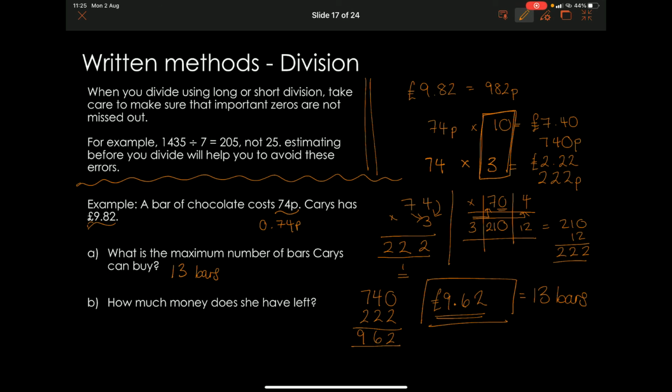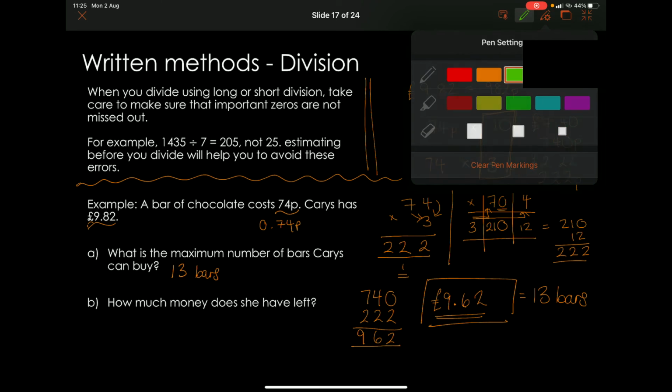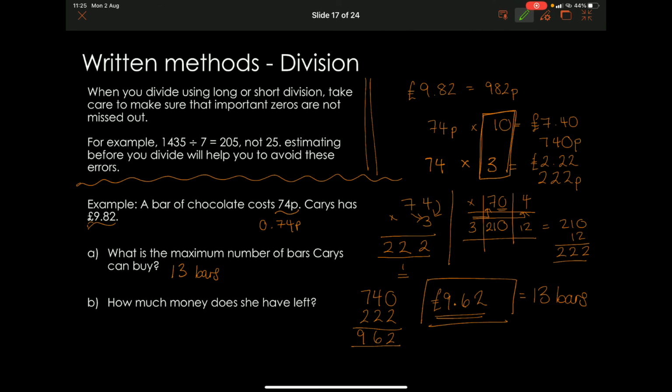Now it's up to you whether you just want to quickly work that out in your head, or if you wanted to, if I just change my colour so that you can see this, you could do £9.82 take away £9.62, okay? 2 take away 2 is 0. 8 take away 6 is 2. And 9 take away 9 is 0. So you are left with 20 pence. 20 pence left, okay? You probably could have worked that out in your head, that bit.